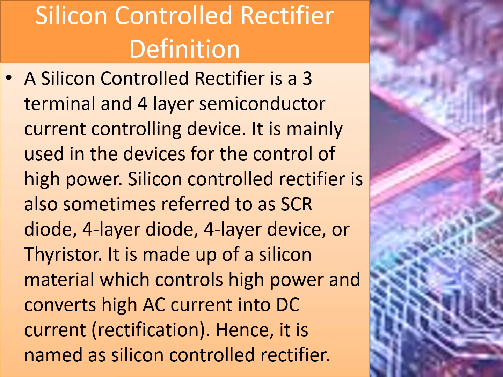And now I will explain about definition of silicon controller rectifier. A silicon control rectifier is a 3-terminal and 4-layer semiconductor current controlling device. It's mainly used in devices for the control of high power. Silicon control rectifier is also sometimes referred to as SCR diode, 4-layer device or transistor. It is made up of a silicon material which controls high power and converts high AC current into DC current, rectification. Hence, it is named as silicon controller rectifier.